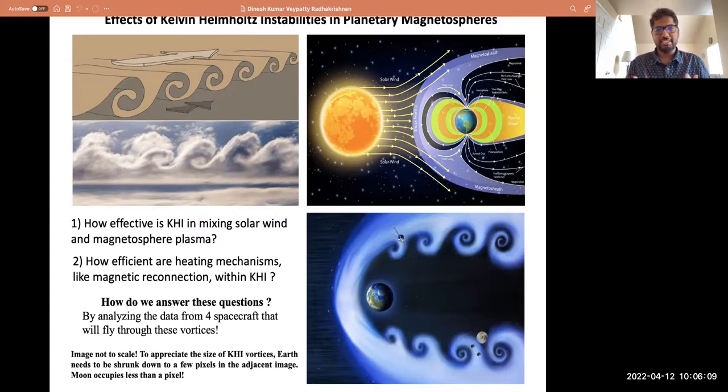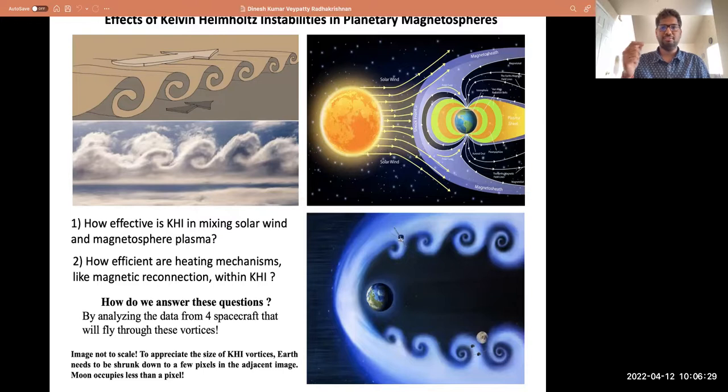So how does KHI form in space? Our sun constantly emits streams of high energetic particles called the solar wind. Most of the incoming solar wind is deflected by the planet's magnetic field and it flows across the outermost boundary called the magnetopause. So on one side of the magnetopause, you have the solar wind flowing, and on the other side, you have the Earth's plasma flowing.